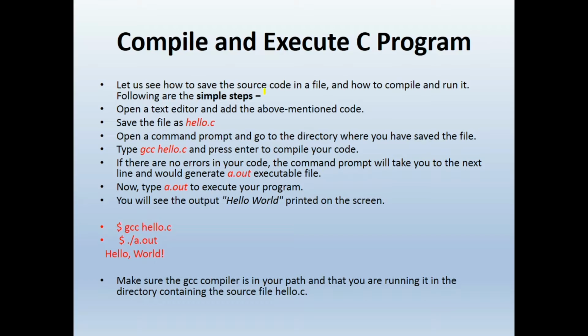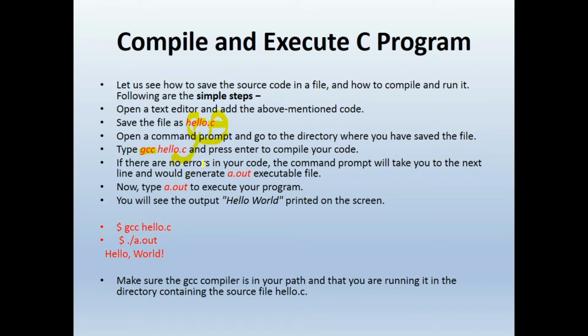Now let us see how to save the source code in a file, and how to compile and run it following simple steps. Open a text editor and add the above mentioned code in the hello.c file. Because you're writing a C program, your extension should be .c. Type the whole code and then compile by using the gcc command: gcc hello.c, where hello.c is your program name.